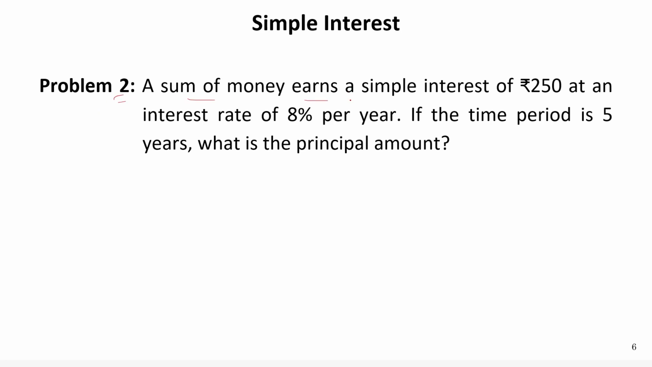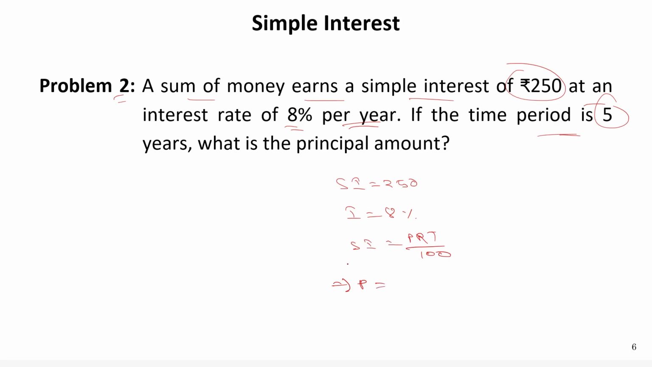A sum of money earns simple interest of 250, so SI is equal to 250, at an interest rate of 8% per year. So R is equal to 8% per year. If the time period is 5 years, what is the principal amount? Here P is unknown. SI is equal to PRT by 100. So let P be on the left hand side and all the other terms on the right hand side. It will be equal to SI into 100 whole by RT.